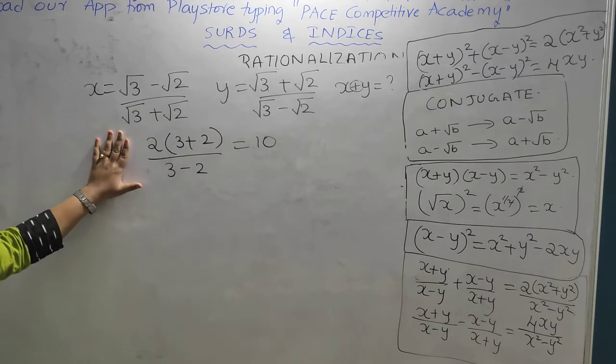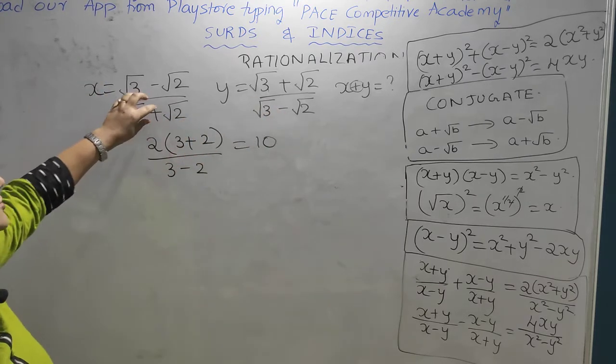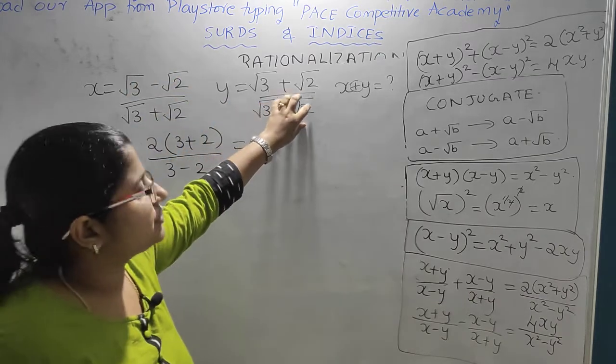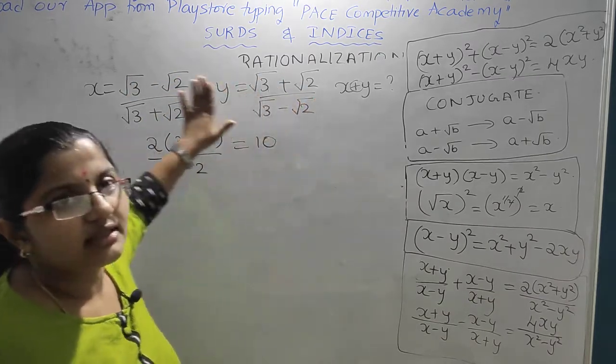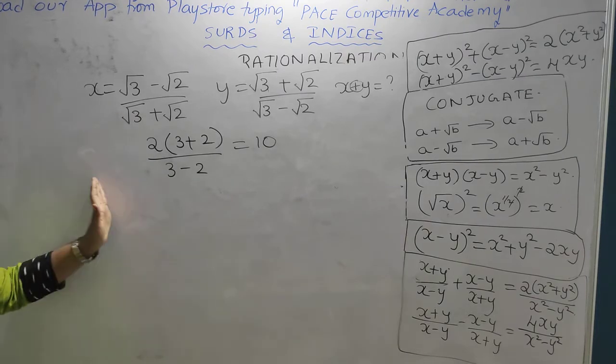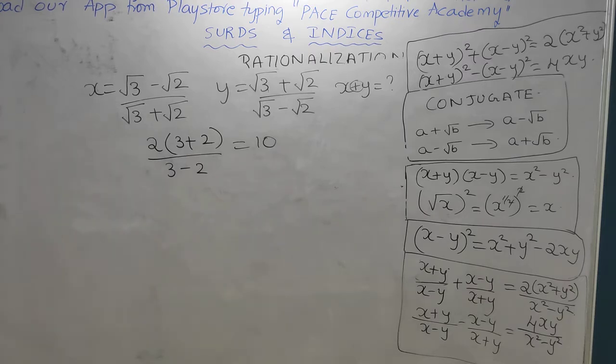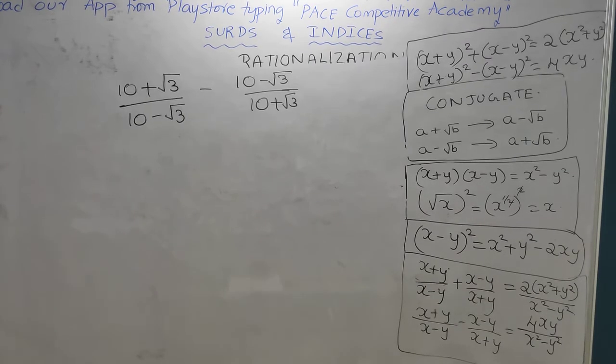If you don't know this shortcut, what do you need to do? In order to simplify both the denominator terms, first you need to rationalize both the terms individually, then you need to add. Instead of that, by using the simple shortcut, you get the answer in a single step. Coming to the next question: (10 plus root 3) divided by (10 minus root 3) minus (10 minus root 3) divided by (10 plus root 3) is asked.